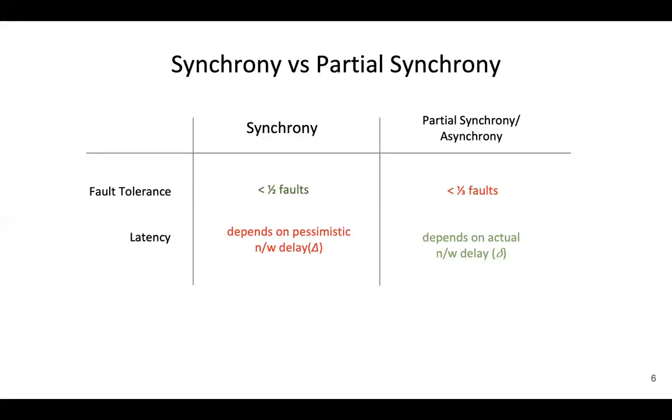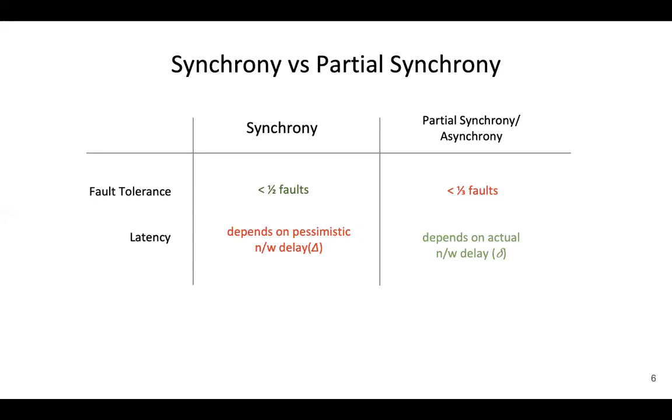Generally speaking, the protocols designed under the synchrony assumption have higher fault tolerance, and they can tolerate up to minority failures. On the other hand, partially synchronous or asynchronous protocols can tolerate only up to 33% of the failures. However, these protocols can commit responsively, and the commit latency of such protocols depends on the actual network delay, small delta. On the flip side, the latency of synchronous protocols depends on the pessimistic network delay big delta, which can be much larger than the actual network delay, small delta.